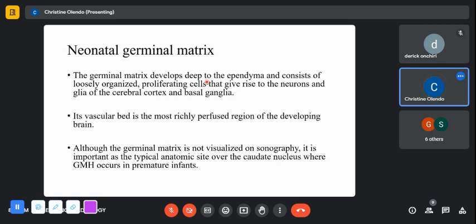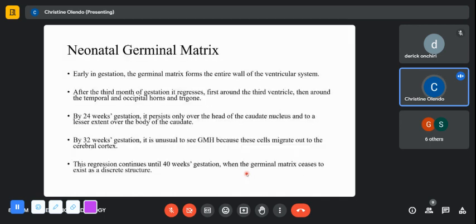It is the vascular bed and it's the most richly perfused region of the developing brain. The germinal matrix is not visualized on sonography. However, you visualize its typical anatomic site, which is over the caudate nucleus, where the hemorrhage occurs in premature infants.